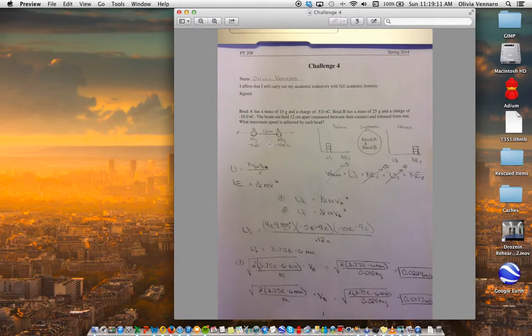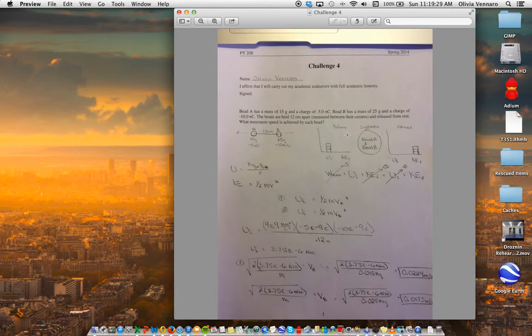So I first drew a picture of what was going to be happening. You have ball A on this side and ball B on this side, and since they're both negatively charged, they're going to move in opposite directions. And I drew an LOL graph of what was going to be happening.